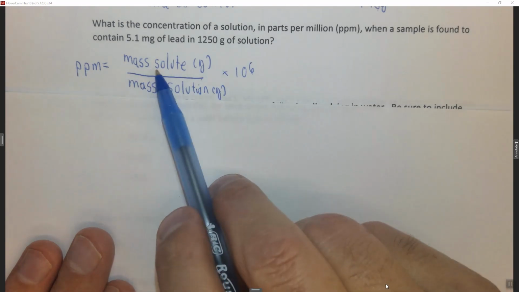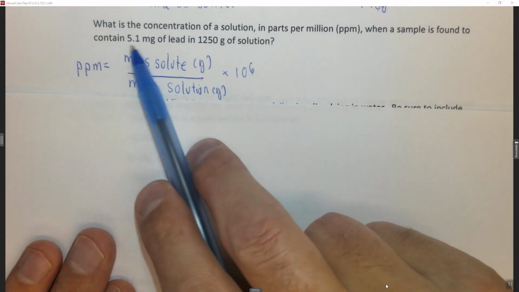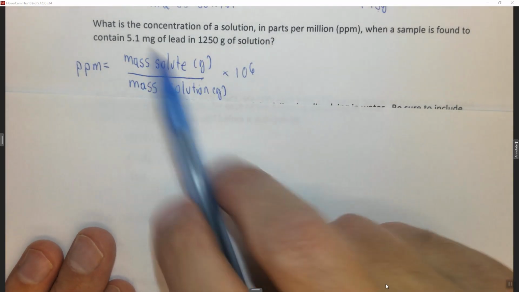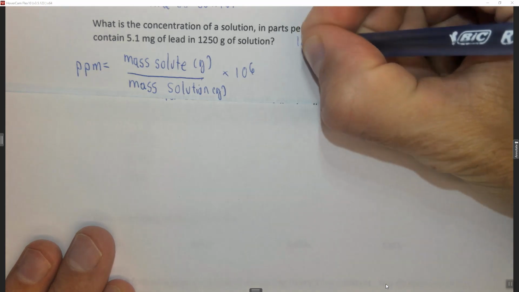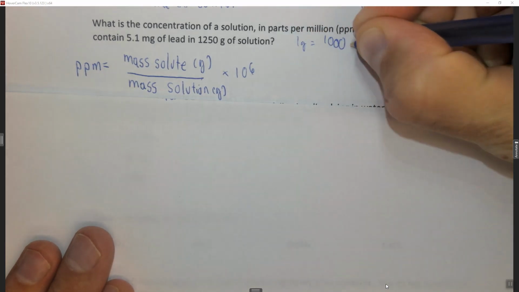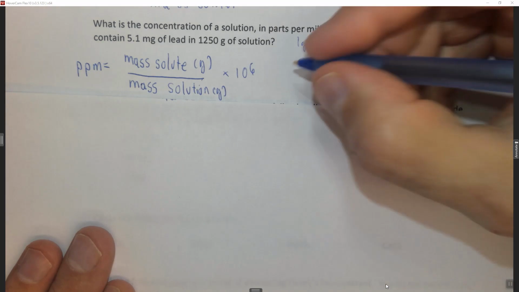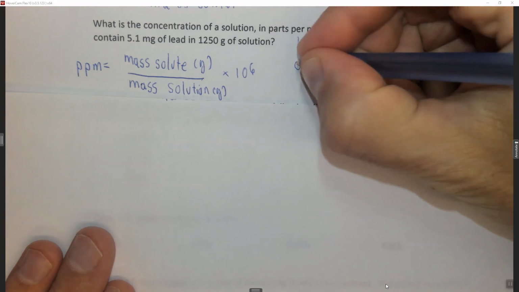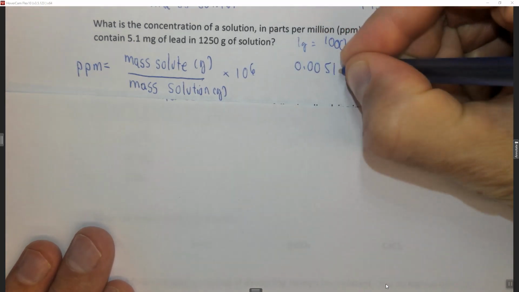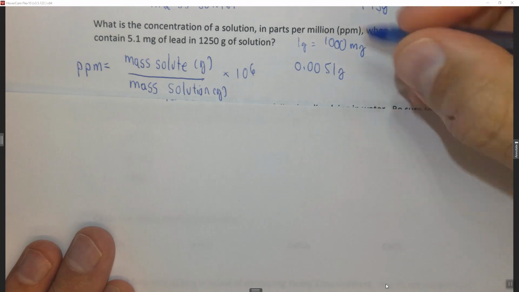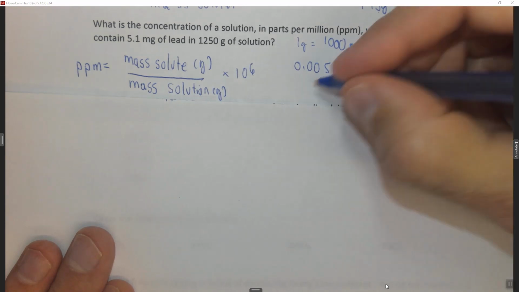Well, if we're going to use it this way, we need to convert this one to grams. So we need to know that 1 gram equals 1,000 milligrams. So we essentially need to divide this by 1,000. So don't plug in 5.1, divide that by 1,000, which is 0.0051 grams of lead, which is your solute, the thing that's dissolved.